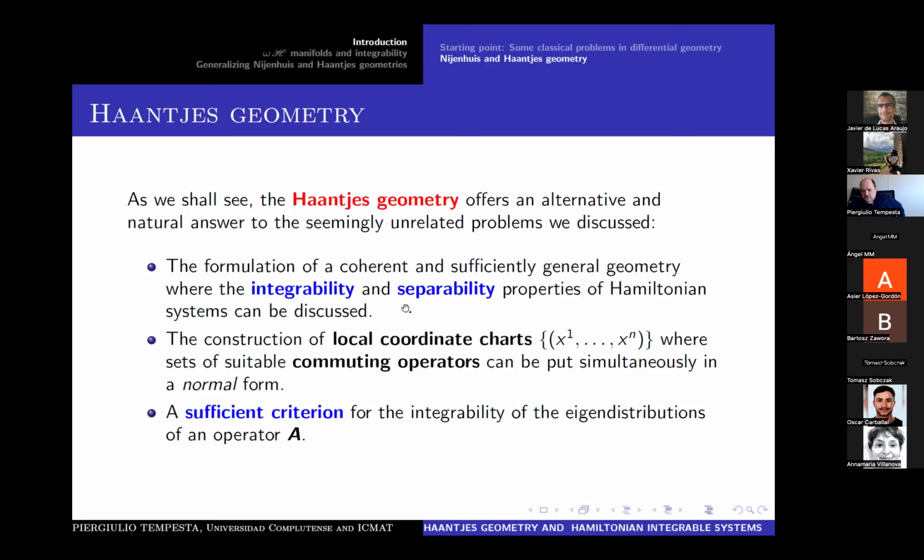Indeed, first of all, one can discuss integrability and separability for Hamiltonian systems in a coherent, sufficiently general perspective. Also, the standard normal form of operators can be done in this geometry in a natural way, and in particular, Haantjes provided us with another sufficient criterion for integrability for the eigen-distributions of an operator.